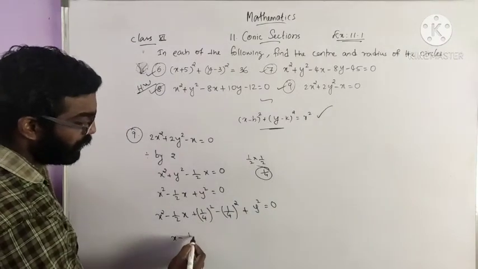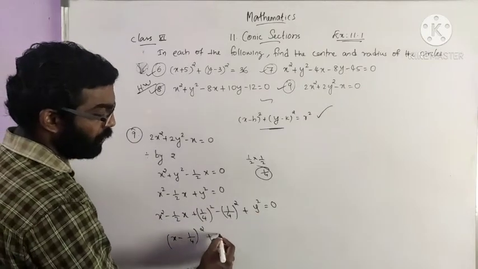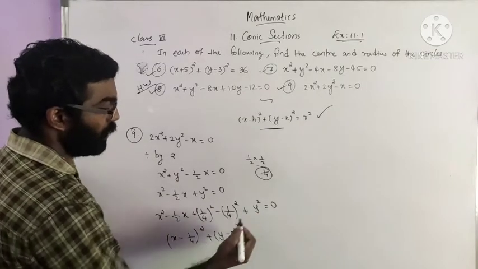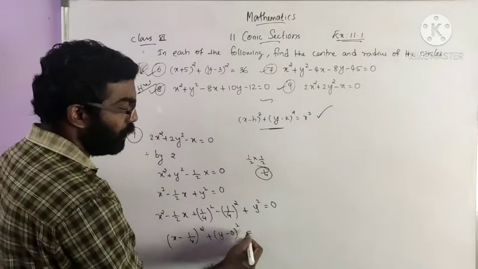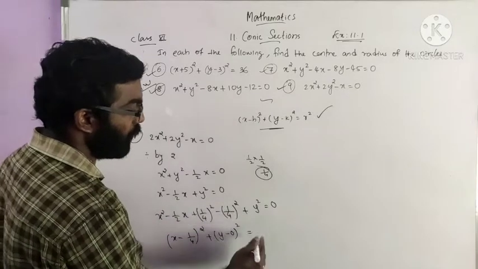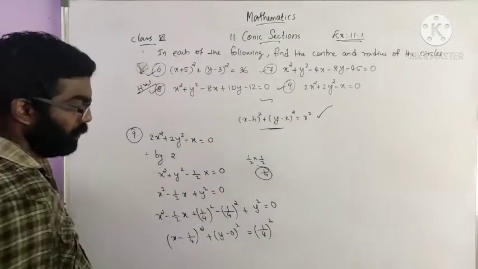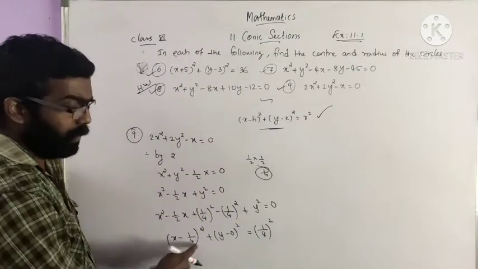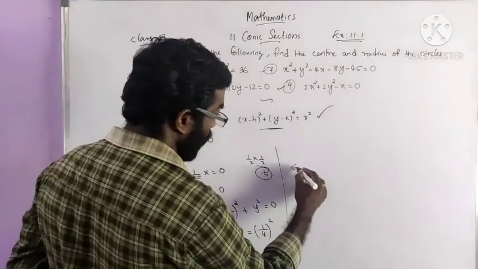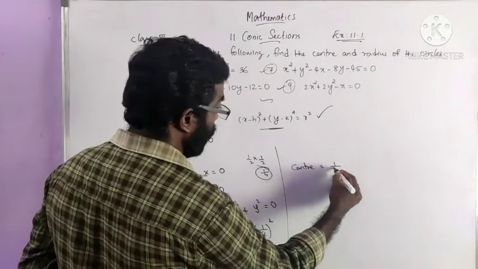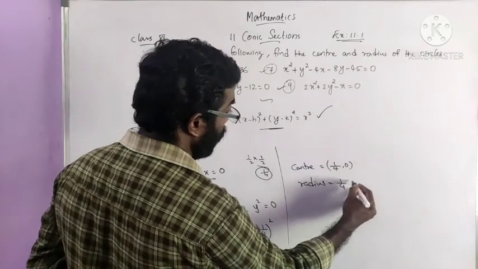That is (x minus 1 by 4) the whole square. Then we can write this y square here, plus y square, that can be written as (y minus 0) the whole square. Okay, y is y minus 0. And which is equal to this minus (1 by 4) the whole square, we can take to right side, plus (1 by 4) the whole square. Now we can compare this one. (x minus h) the whole square plus (y minus k) the whole square is equal to r square. So center is 1 by 4 comma 0 and radius is 1 by 4 units.